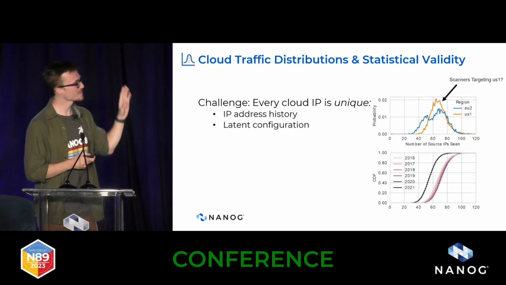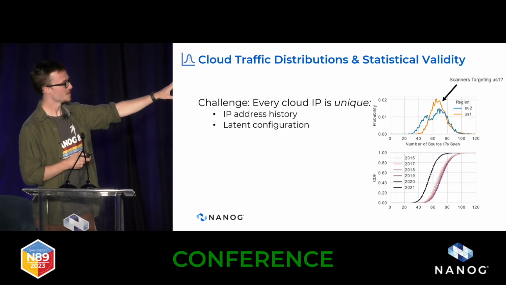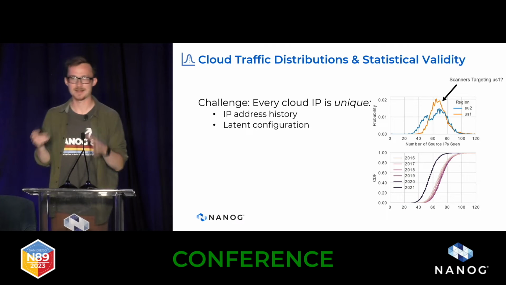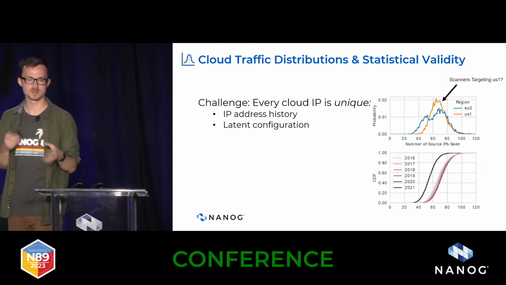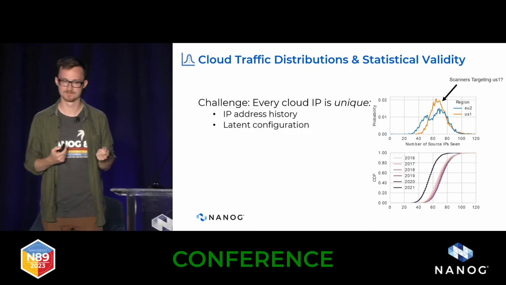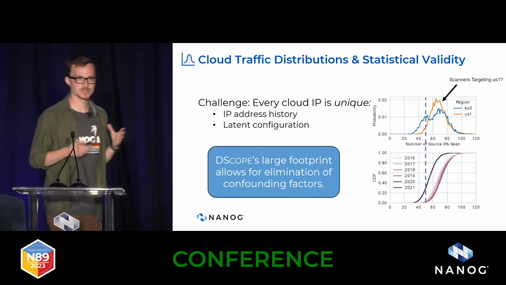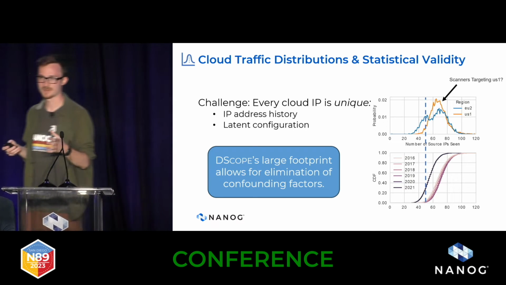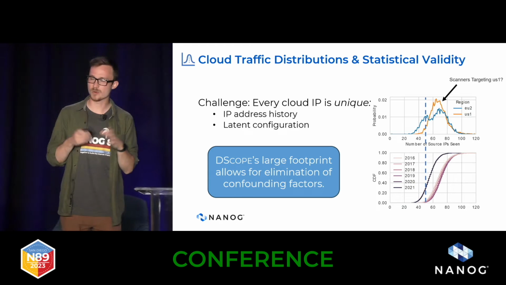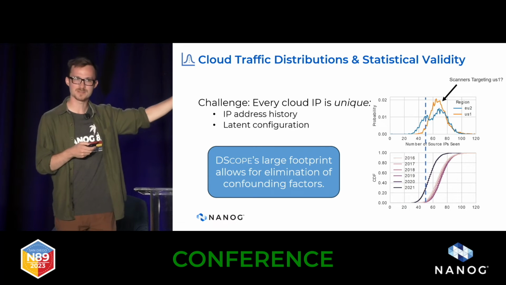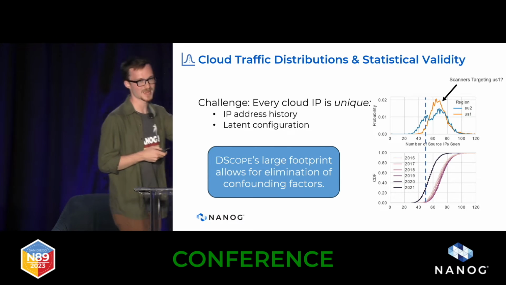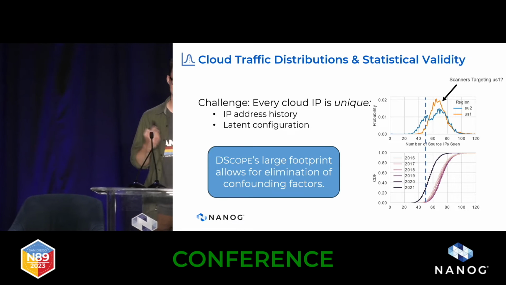When we account for this difference in distribution, the differences between regions at an aggregate level actually sort of evaporate. They look very similar in terms of distribution. And so we see that by having this large footprint, a large sampling of cloud IP addresses, not only are we able to eliminate these sorts of confounding factors, but we can identify them and characterize them statistically.